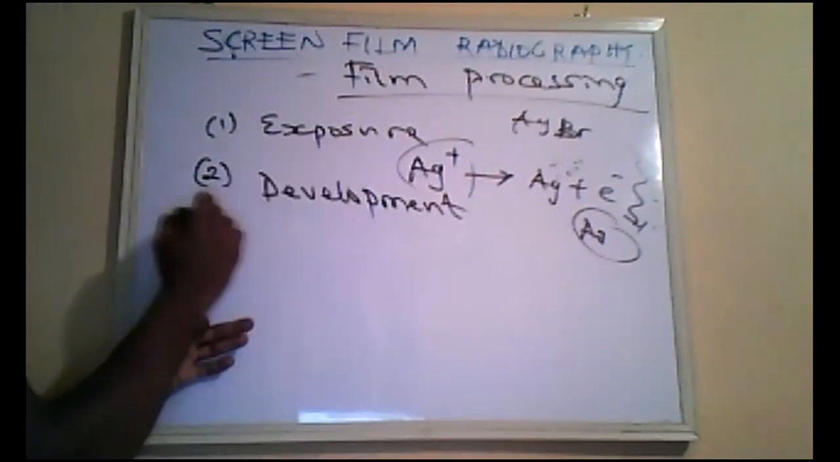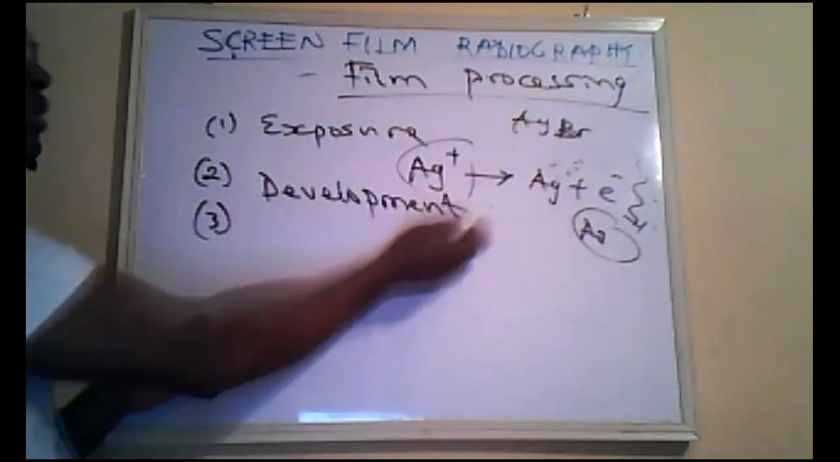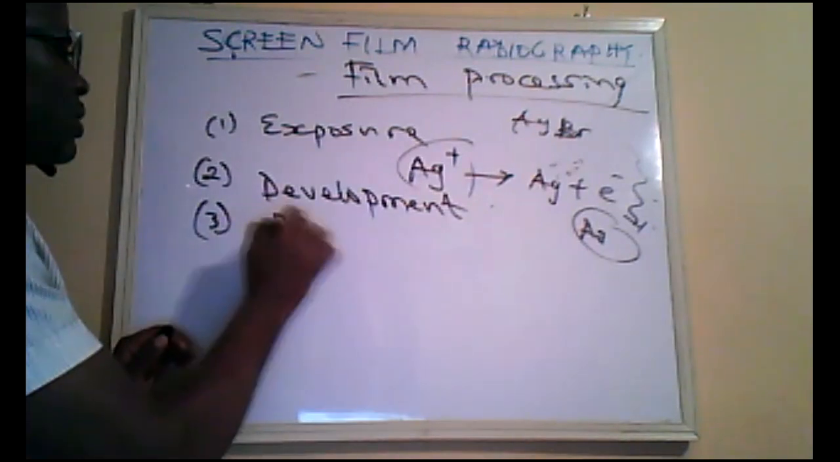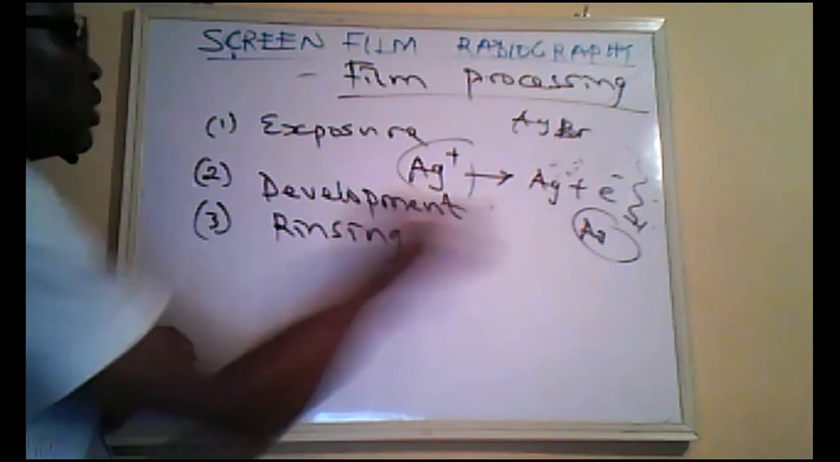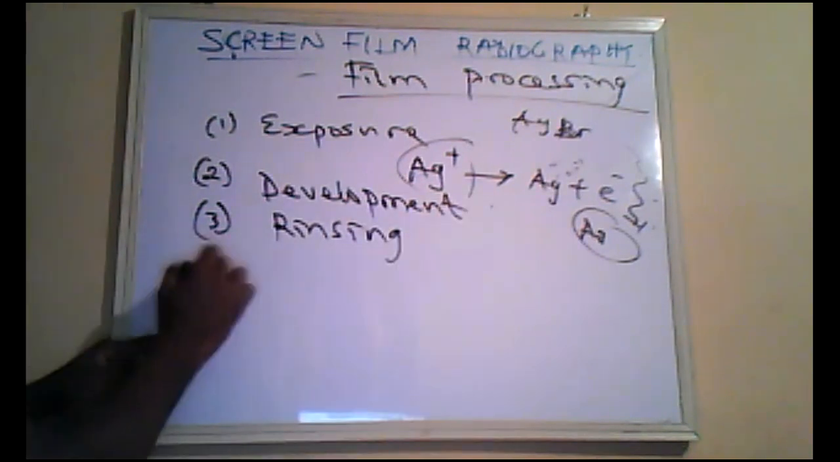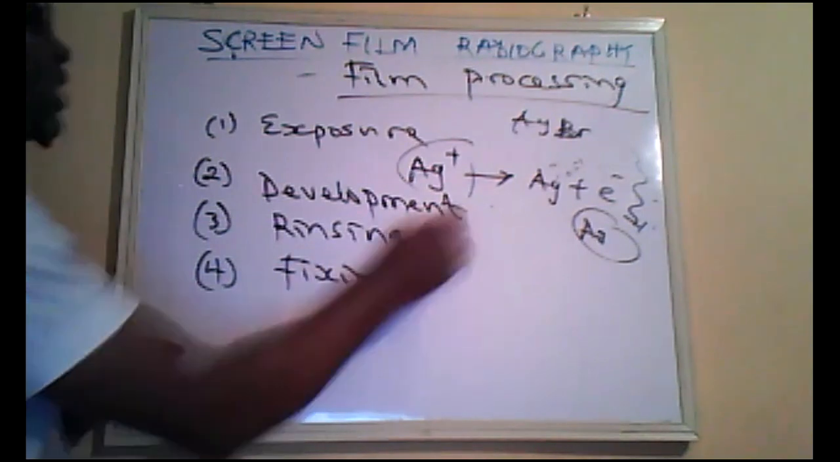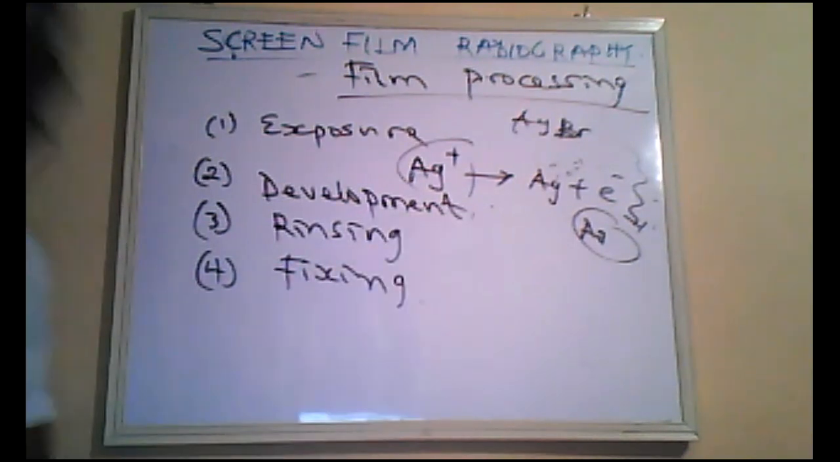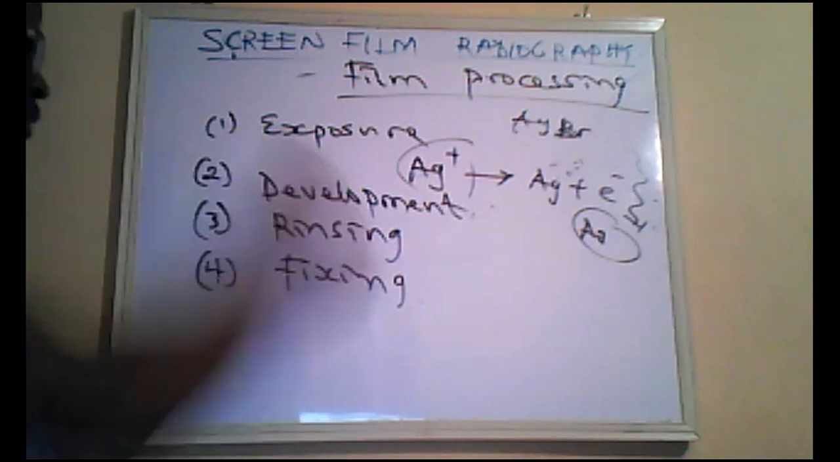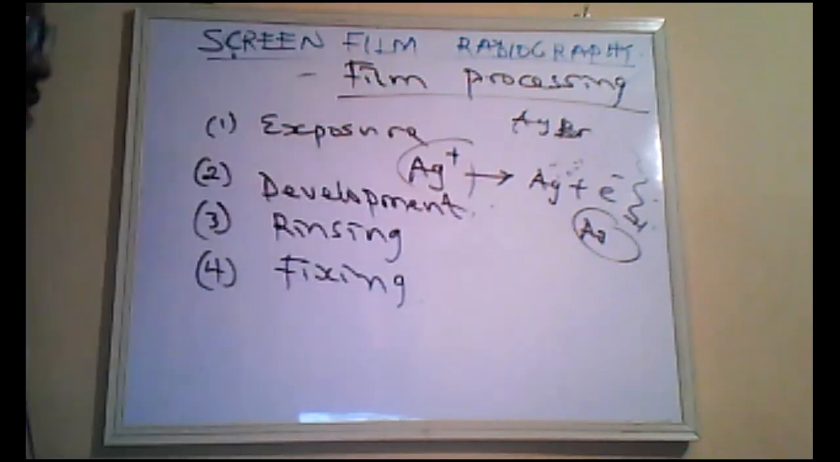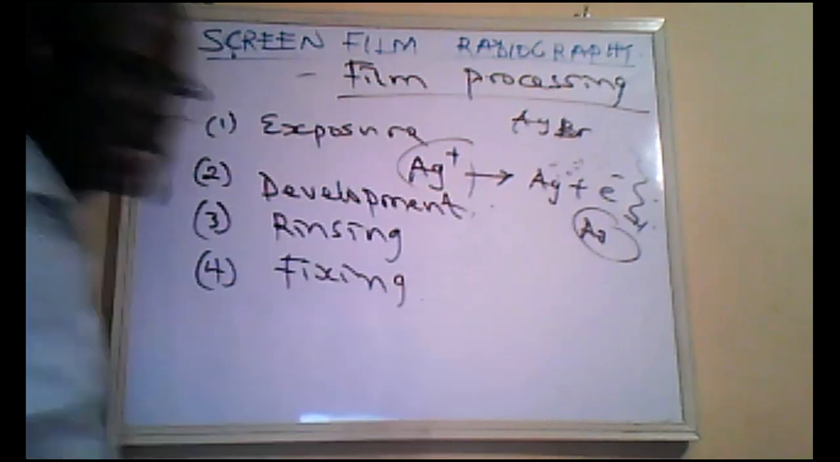After development, this one is actually a basic solution. We need rinsing to remove this developer before the next process of fixing. Fixing and development are the major processes we do during film processing: development and fixing. Fixing is just the opposite of this. This one uses a very basic solution, whereas fixing uses an acidic solution.